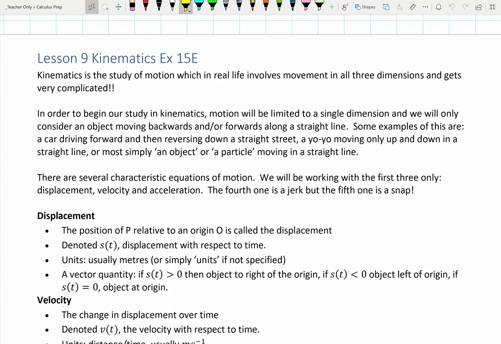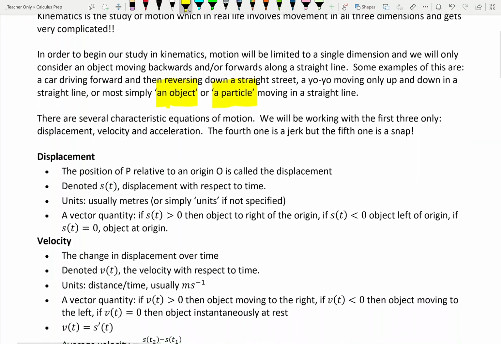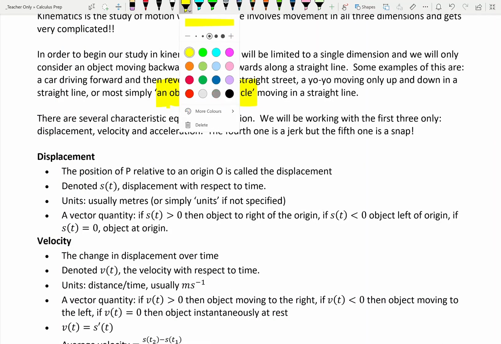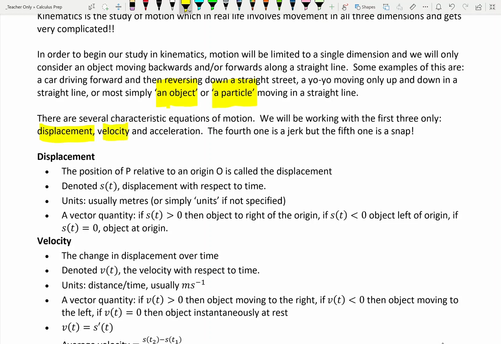Really often what we're talking about though is just simply an object or a particle, as in a single point in space. There are several characteristic equations of motion, and the first 3 are the ones that we will be looking at. And they are displacement, velocity, and acceleration. The 4th one is actually called a jerk function, and the 5th one is called a snap function. They really come into effect when you're looking at things like the motion of roller coasters or motor vehicle accidents, those sorts of things, but we're just working with displacement, velocity, and acceleration.